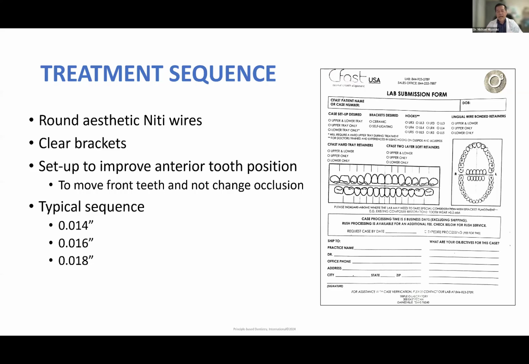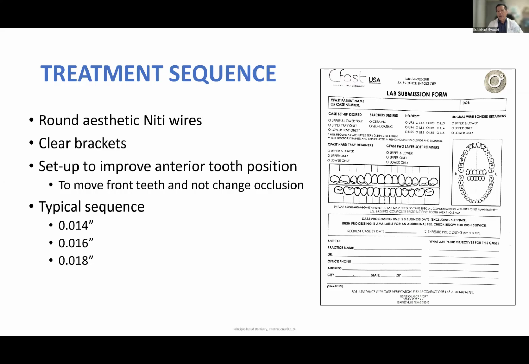So this is the lab slip that I use. And what we do is we use round aesthetic nickel titanium wires. We use clear brackets. And the lab can set it up where we only move the front teeth. We're not going to alter the posterior occlusion. And we just go through, I use a 0.014 wire, a 0.016, a 0.018. And every month we go from the smaller wire, the 14, the 16, and the 18 typically.